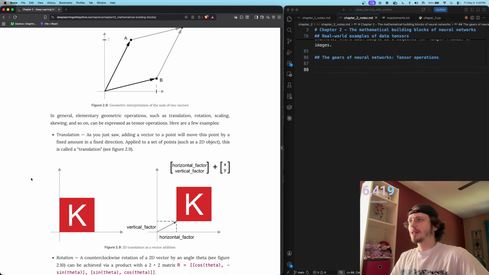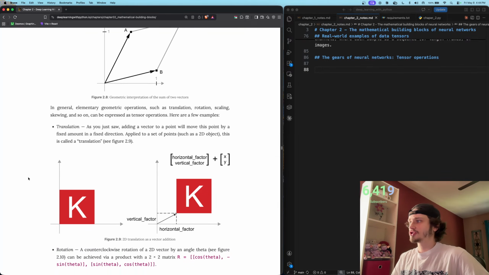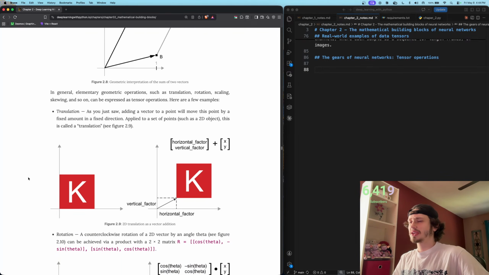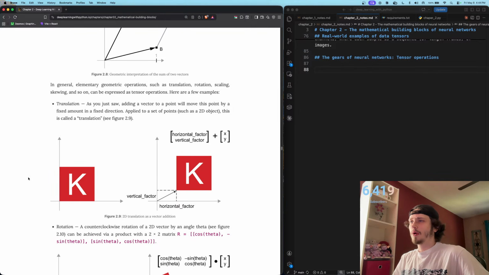In general, elementary geometric operations such as translation, rotation, scaling, skewing, and so on can be expressed as tensor operations. Here are a few examples. Translation: as you just saw, adding a vector to a point will move this point by a fixed amount in a fixed direction. Applied to a set of points, such as a 2D object, this is called a translation.